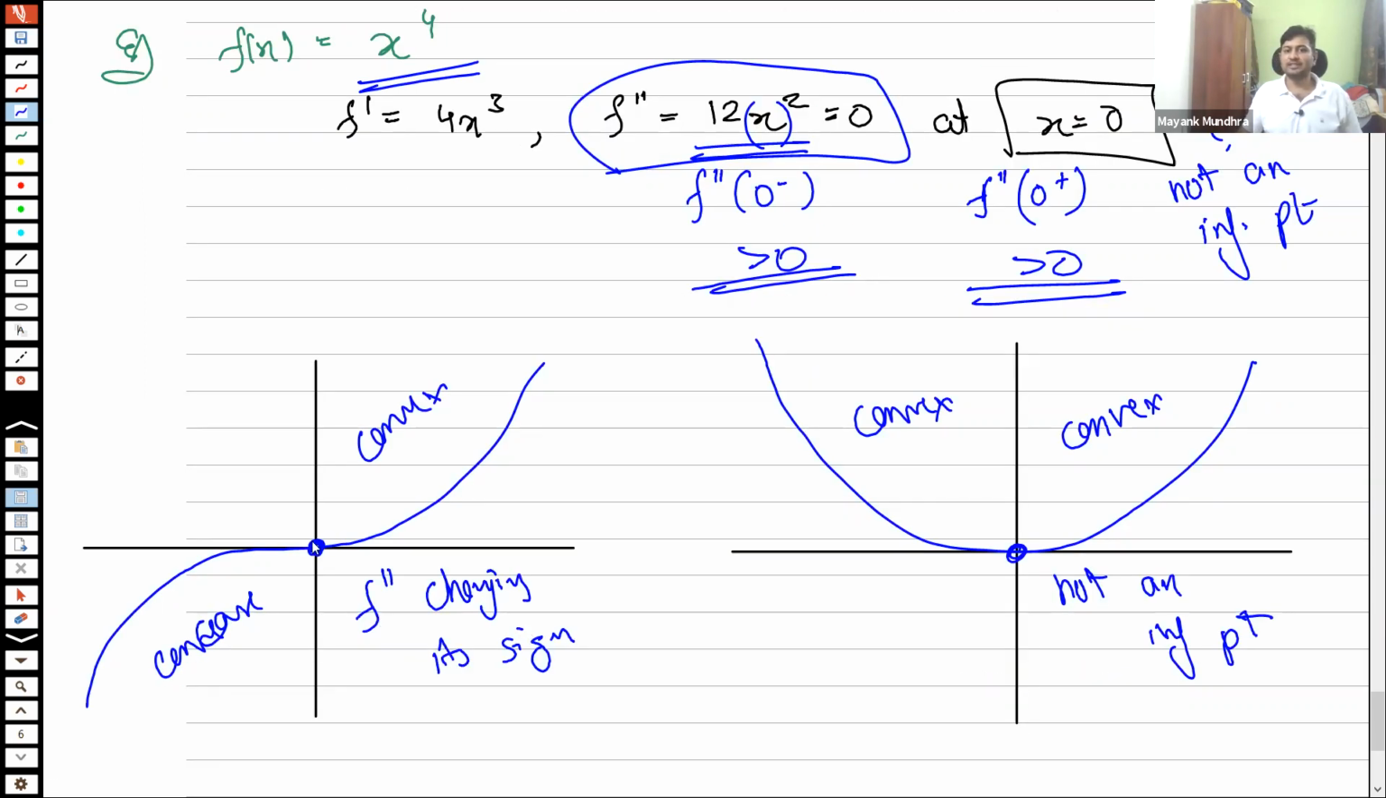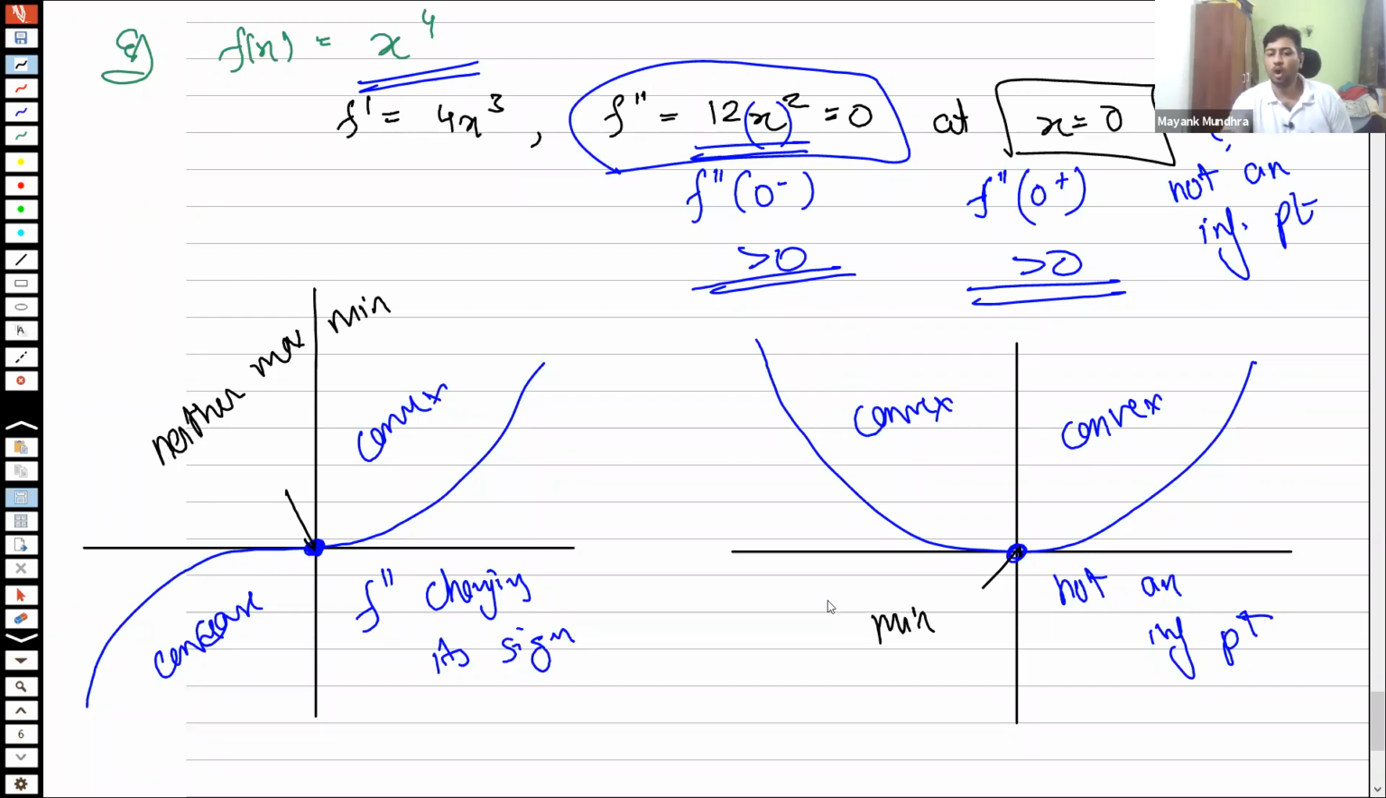If the point is an inflection point, it is not a maxima or minima. So this point is neither maxima nor minima, whereas this point, as you can see, is a minima. So if it is an inflection point, it cannot be a maxima or minima. And if it is not an inflection point, then it will be a maxima or minima. So these two cases are always complementary to each other. Either you'll have an optima or you'll have an inflection point.